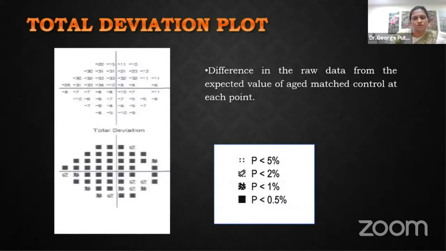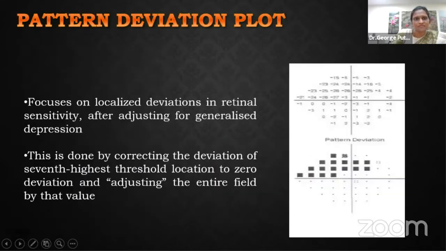The deviation plots are much more important to analyze. Here, each retinal sensitivity point is compared to the age-matched control. So it is given as a numerical plot as well as a deviation probability plot. A probability of less than 0.5% in a normal patient is represented as a black square. The pattern deviation plot mainly focuses on the localized deviation. This is done by correcting for the deviation of the 7th highest threshold and adjusting the entire field by that value.